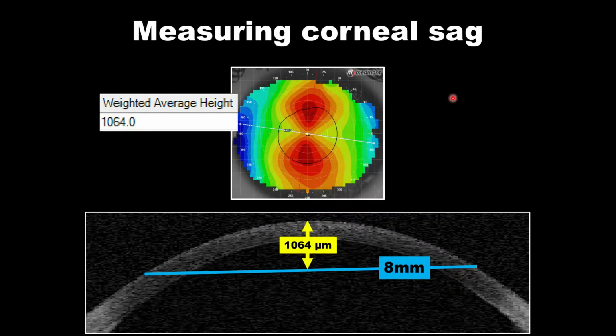Now, what is the SAG? And of course, what we're trying to determine is across an 8 millimeter diameter of the cornea, what is the height of the eye in microns between the flat meridian and the steep meridian?